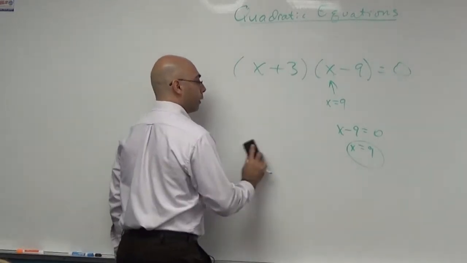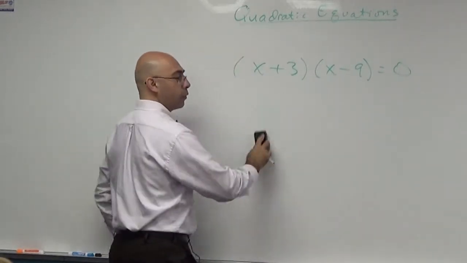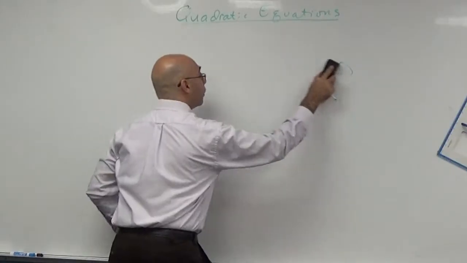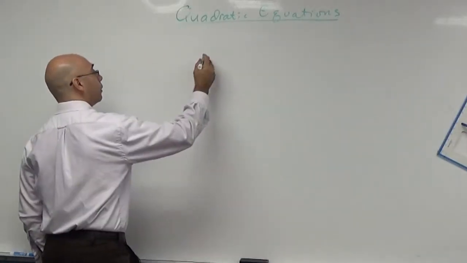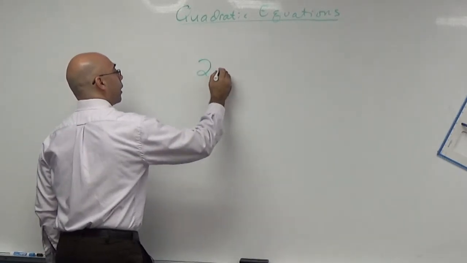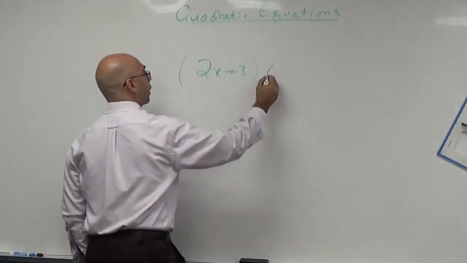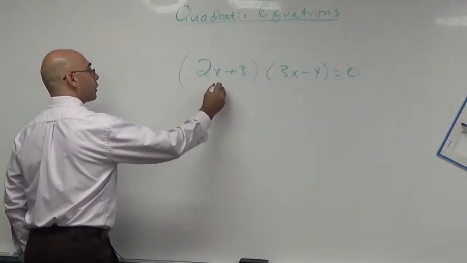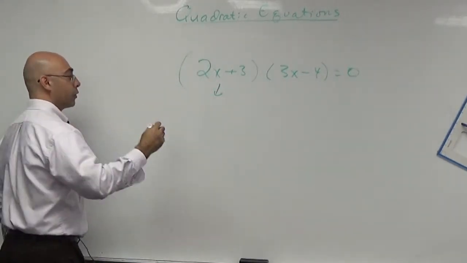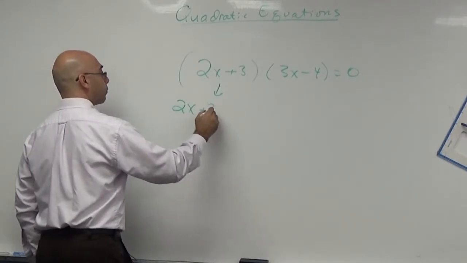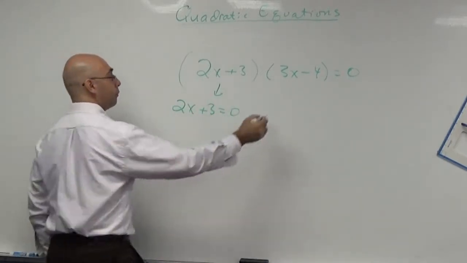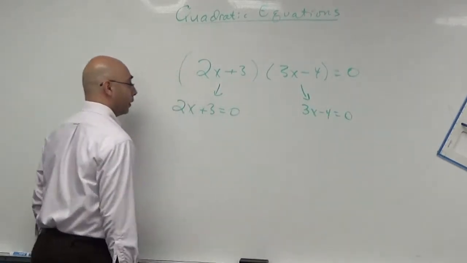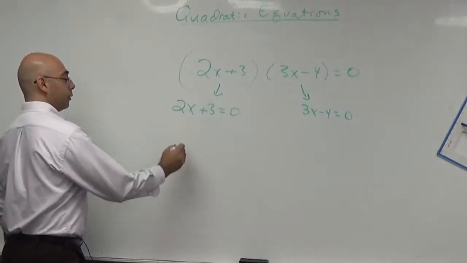Now, what if I had a problem like this? You don't have to do the whole dividing by this thing, because that's just a lot of work. What if I had (2x plus 3)(3x minus 4)? If we look at this guy right here, in your head you're doing this: 2x plus 3 is equal to 0 for that one. For this guy, 3x minus 4 could be equal to 0. And then you just do the opposite.